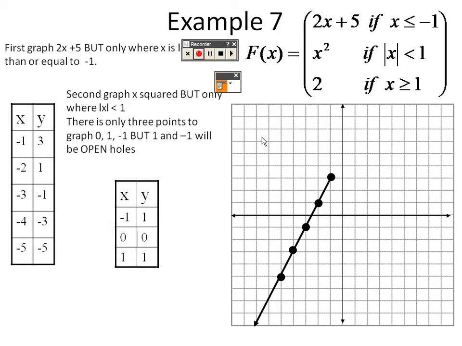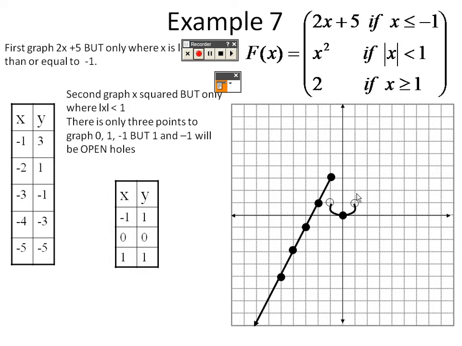So you plug in -1, you get 1. When you plug in 1, you get 1. And the reason why they're open holes is because that is a less than. That's why they are open holes there. And I connect them with a little curve.